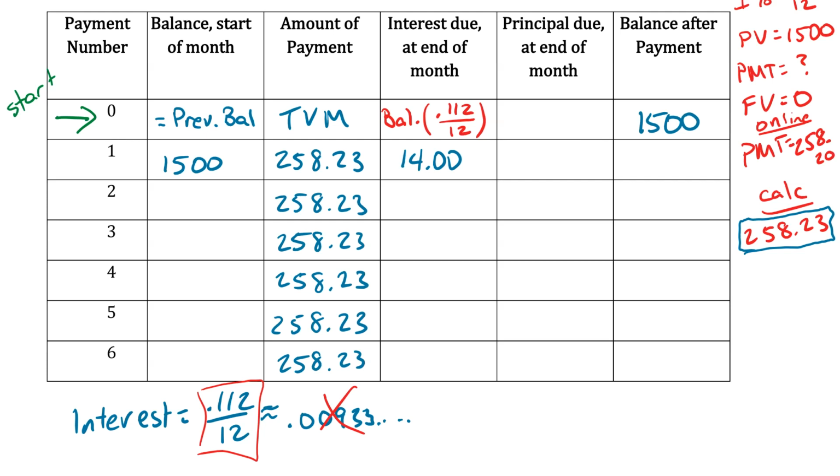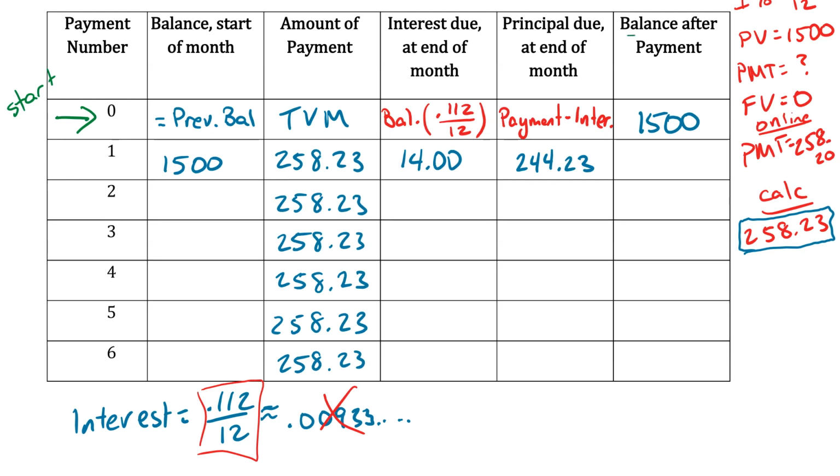All right, so what that means is out of our $258.23, $14 of it is going straight to interest, right? It just disappears. The rest of it is going to go towards actually paying off our balance. So in order to calculate that part, we just take how much our payment was, and that was the $258.23, and we're going to subtract how much interest was on there. All right, so this is the payment minus the interest. All right, so if we subtract those two, we are gonna get $244.23. All right, so that's what's actually going towards paying off our balance.